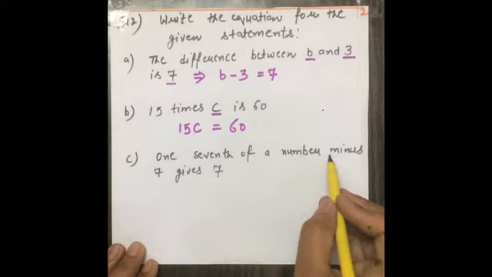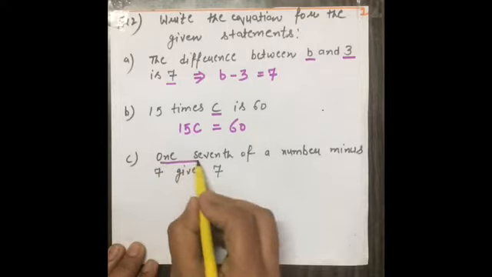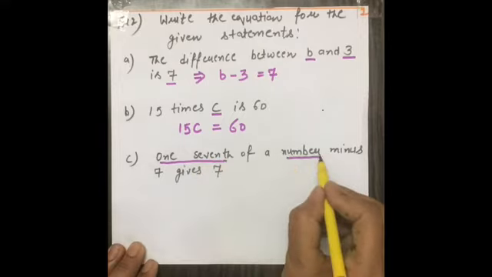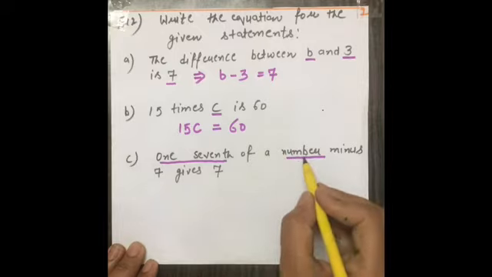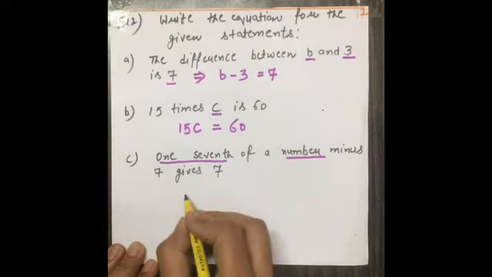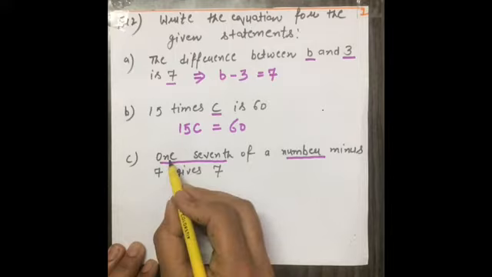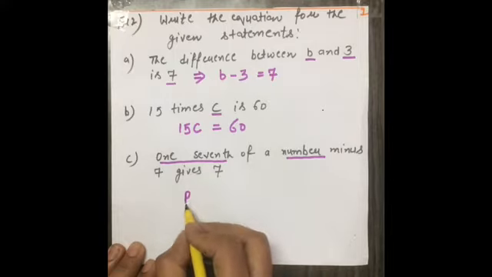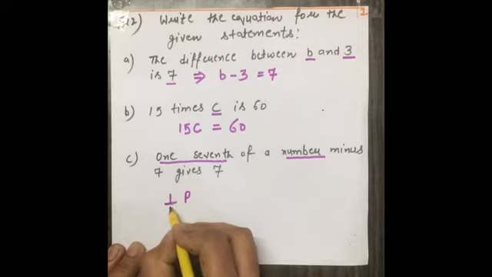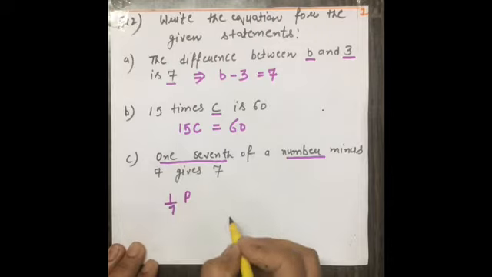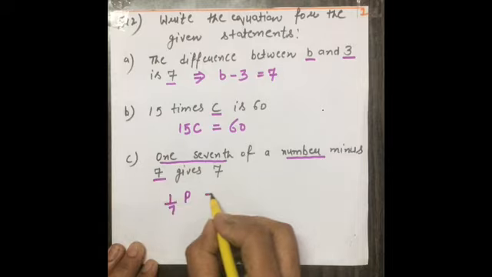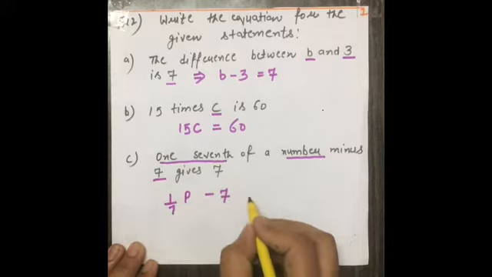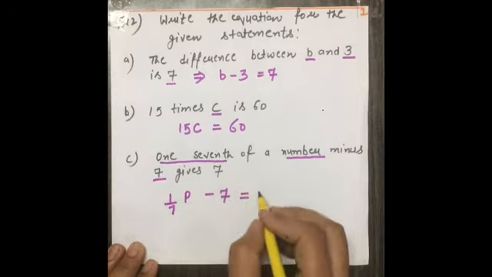1/7 of a number minus 7 gives 7. Here the number is not given, so we can take any number. If I take this number as p, 1/7 means 1/7 of p, minus 7, gives 7.